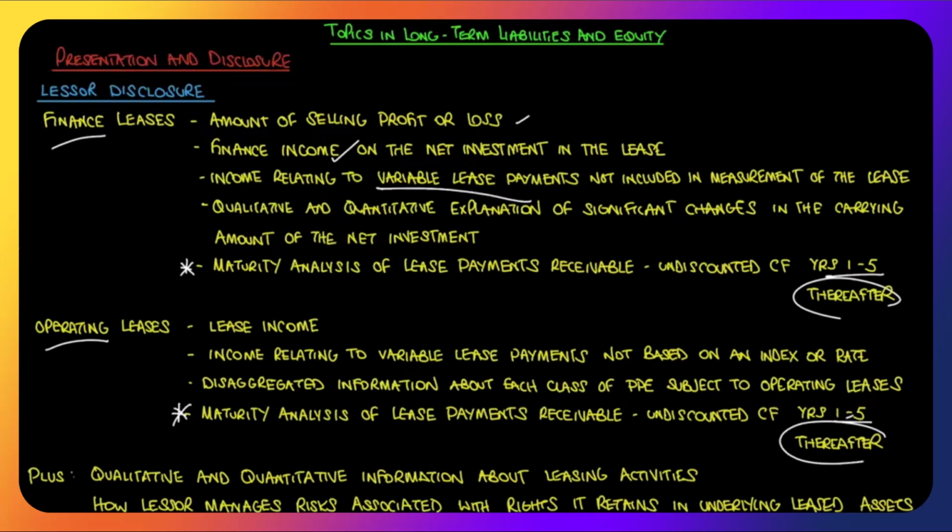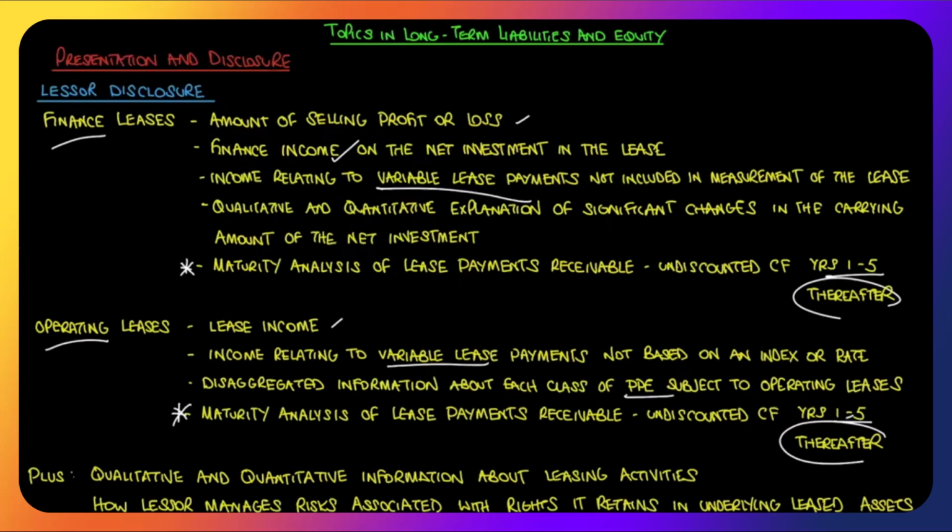For the operating lease, what was the income? Again, anything that may vary. Break it down into each class of PPE. Fairly straightforward. And a qualitative and quantitative information or set of information about leasing activities.